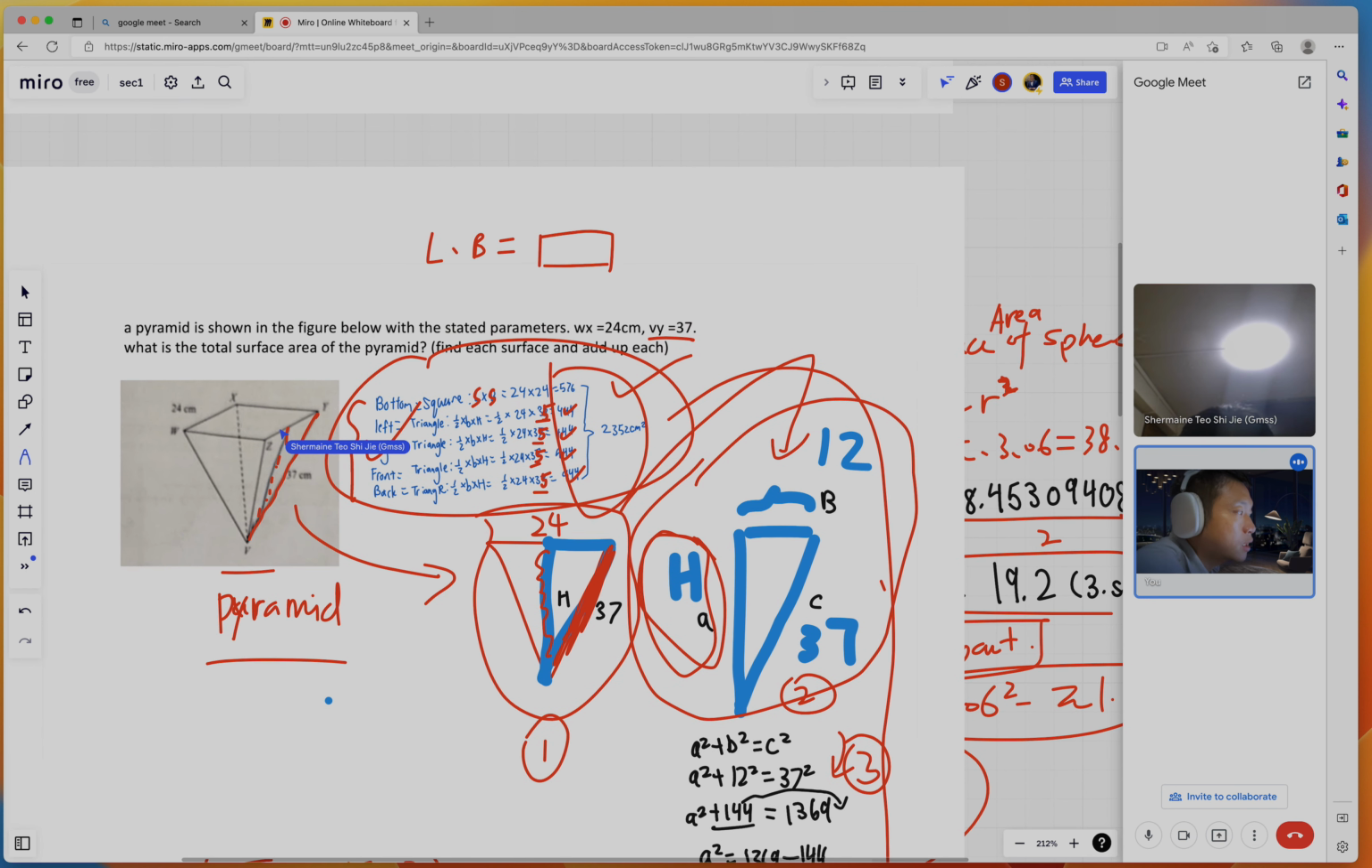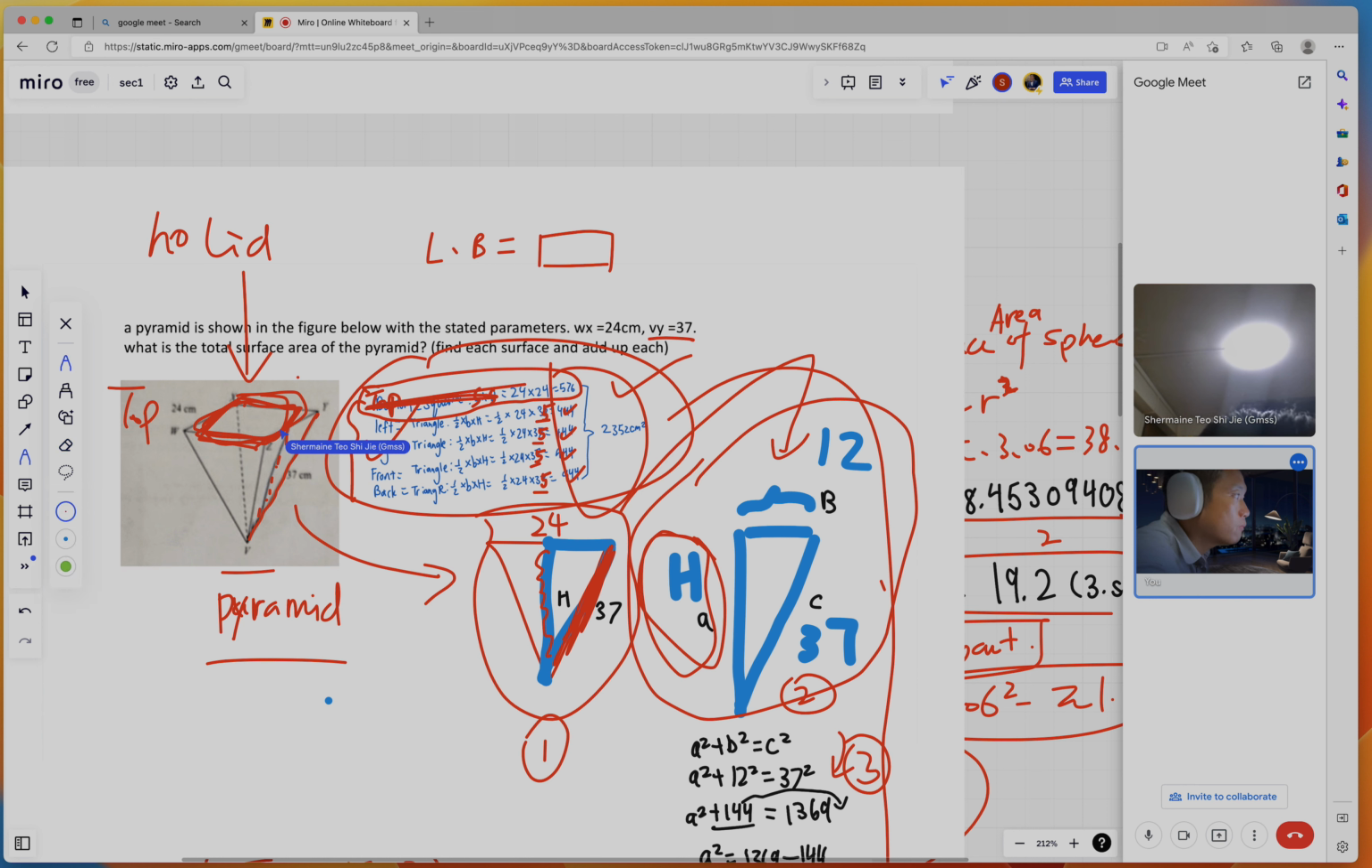What if they tell you, in this case, that this container is without the top? Actually, you should use the word top here, because this is the top. So what if they tell you there is no top? That means no lid. There is no lid. Do you think you still consider the top or not? If no lid, no. So if there's no lid, you don't have to do the top.